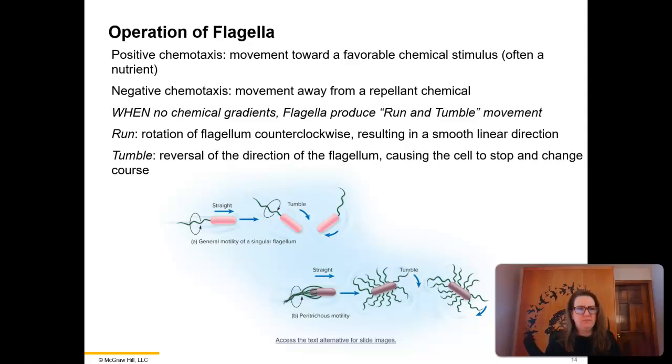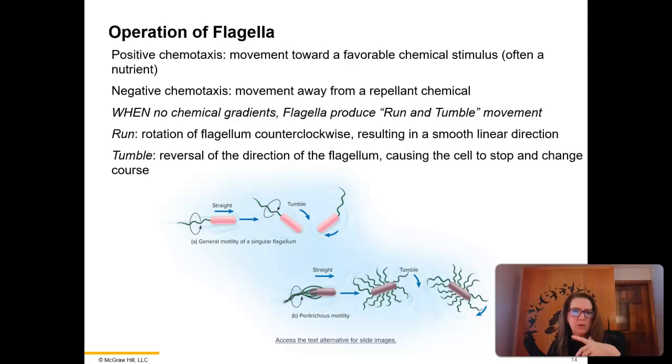When there are no chemical gradients, essentially when organisms are moving without needing to have some direction, when it's just living its life, it is going to do this run and tumble. So you see in figure A, this little pink bacterium, it's rotating its flagellum counterclockwise, and it's just moving along. But then essentially it stops, it reverses the flagellum. So now it is going clockwise, and it causes the cell to stop, and it tumbles and it can change course.